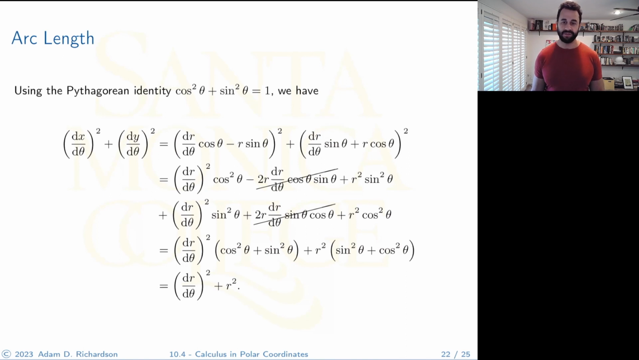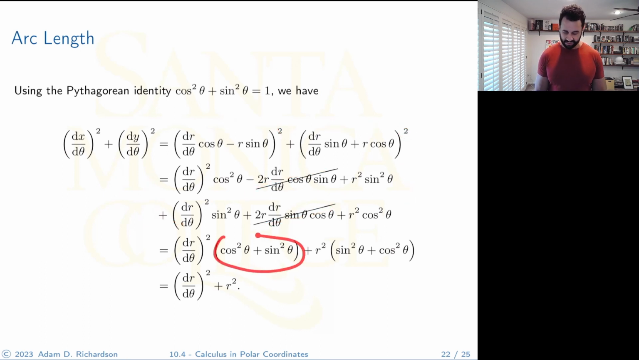Here's the full calculation. I won't go into the nitty-gritty details, but if you would like to, you're more than welcome to. It really just boils down to a lot of algebra. dx d theta is this, dy d theta is this. Then since you're squaring these things, you're going to have to FOIL everything out. You get a big mess, but the mess cleans up rather nicely.